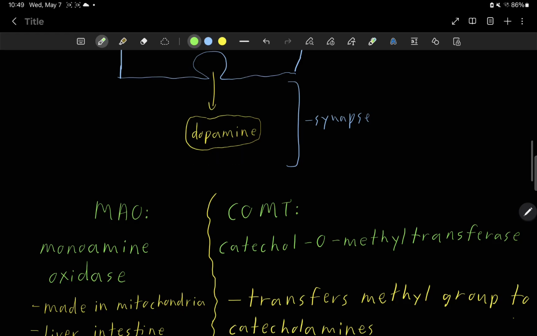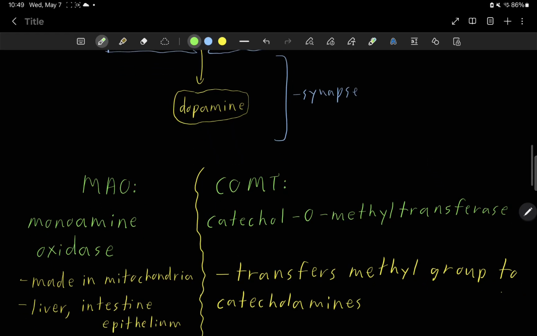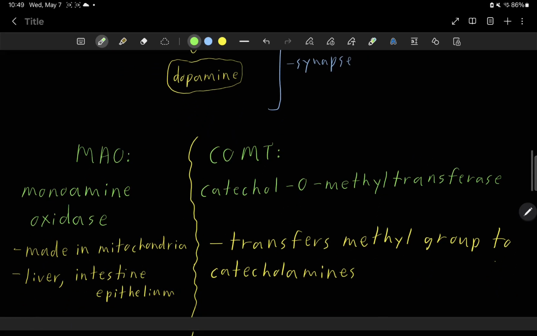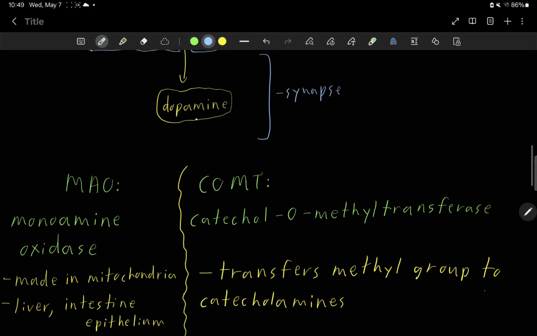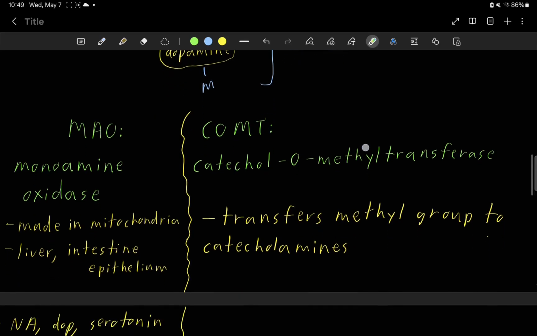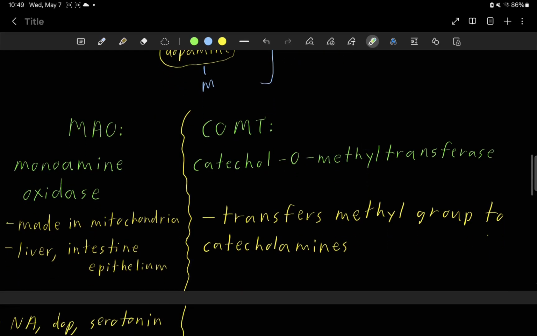But another one is catechol-O-methyltransferase. What catechol-O-methyltransferase does is it transfers a methyl group onto your dopamine. And actually, as the name suggests, catechol, it can do this to a variety of different catecholamines. It can act on a bunch of different catecholamines, add methyl groups to them, and terminate them. So these are your two common termination mechanisms for dopamine.